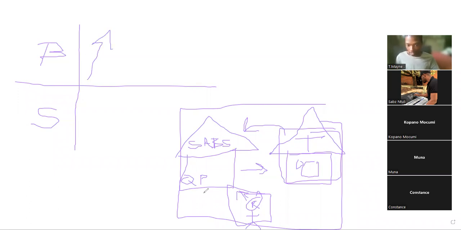Now let's go back to this example and we'll say that for some reason, Kopano is buying a whole lot from Subs. Subs is always low on stock or whatever the case is because Kopano, all of Kopano's friends are coming to Subs' place.